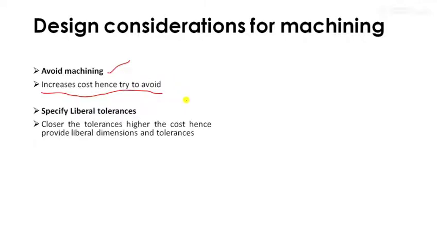Second is specify liberal tolerances. Now specifying liberal tolerances means what? Basically, the closer the tolerances, the higher the cost. Hence, provide liberal dimensions and tolerances. Okay, you cannot provide very tight tolerances, and you cannot provide very loose tolerances also. You have to be exact, or you can say liberal, with your tolerance selection, right?